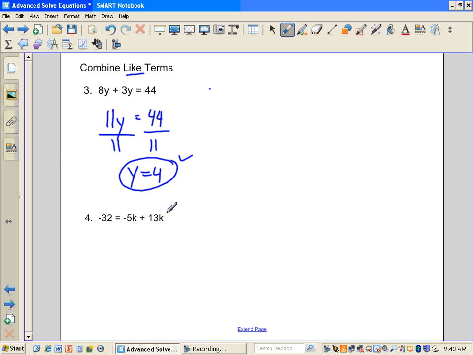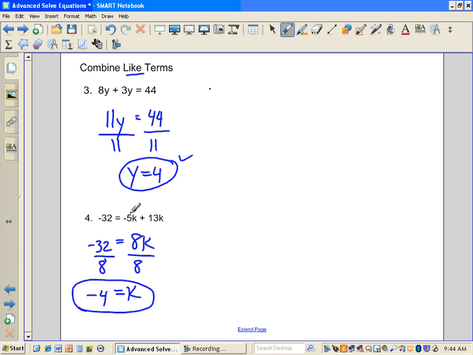Here I have terms that I can combine on the right-hand side of the equation, or the equal sign. Don't get confused just because it's on the right-hand side. You're still going to use the same processes. Negative 5k plus 13k. Well, negative 5 plus 13 is 8, so 8k equals negative 32. 8 and k are being multiplied. The opposite of multiplication is division. So k equals negative 32 divided by 8, which is negative 4.